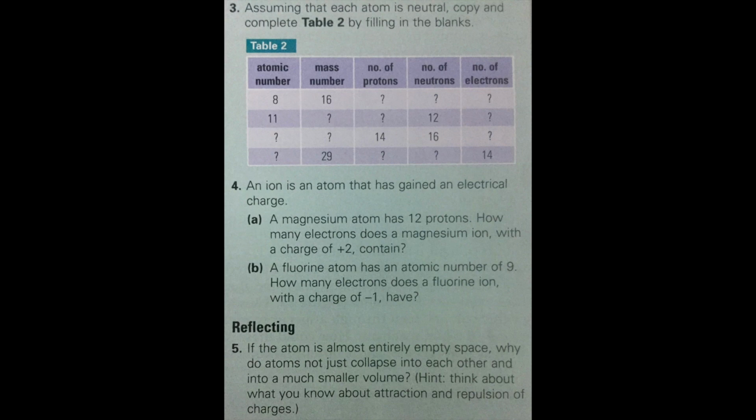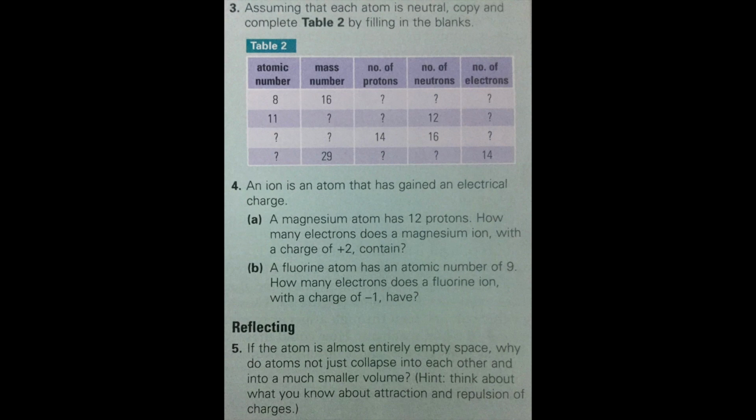Number 4: An ion is an atom that has gained an electrical charge. A, a magnesium atom has 12 protons. How many electrons does the magnesium ion have with a charge of +2? B, a fluorine atom has an atomic number of 9. How many electrons does a fluorine ion with a charge of -1 have?